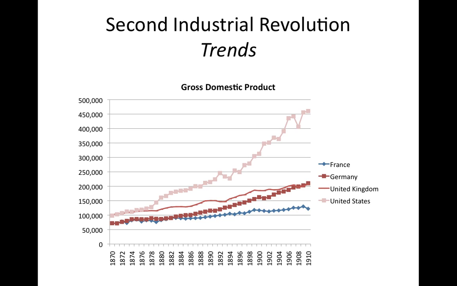First, let me tell you a bit about what the Second Industrial Revolution was, what was happening in the second half of the 19th century that historians look back and call the Second Industrial Revolution. Some graphs will help us paint this picture.